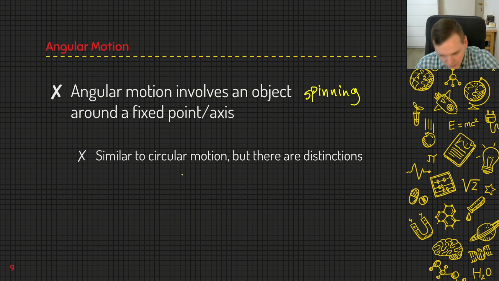So if I have, for example, a water bottle here and I rotate it, you can maybe see the lid rotating, that's spinning. It would also be spinning if I go like this. It's just that the axis of rotation is now in the middle here. So that's what we're talking about with spinning. And it's similar to circular motion, but there are some distinctions that will become clear as we go further.